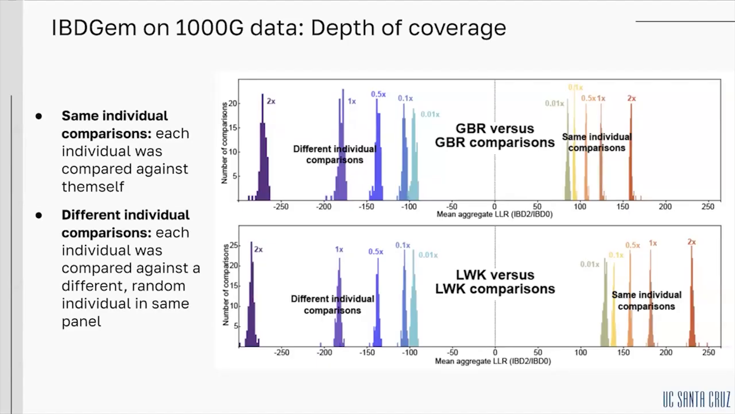In this experiment, I compared the genotype of each individual against either their own sequence data or the sequence data of another random individual that I had downsampled to various genomic coverages from 2x all the way to 0.01x. The two plots here show the distribution of mean log likelihood ratios for comparing each panel at those coverages. As you can see, even at the lowest coverage of 0.01x, IBD-GEM is still able to differentiate between positive and negative comparisons in both the GBR and LWK panels.